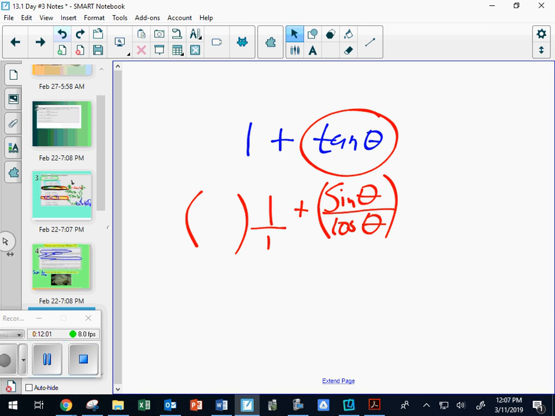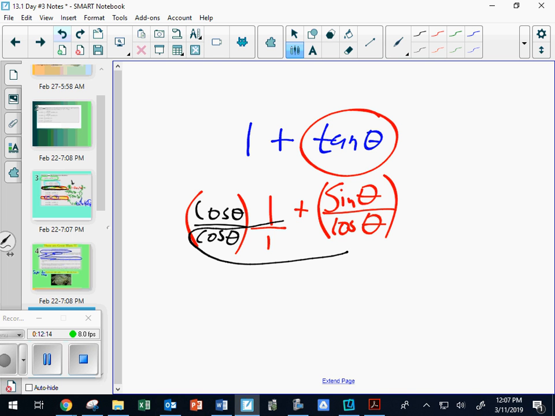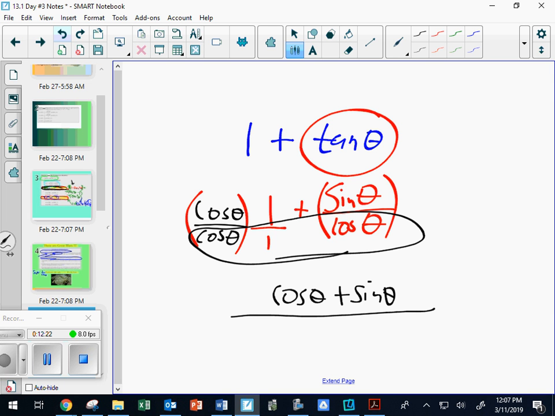All right, let's just follow through the little steps here. So this would be cosine over cosine. Just trying to judge how far people got. How many people got that far? You need to multiply by that. Okay, good. That's the first step. Then they have a common denominator, and then you have to add the tops. Cosine theta plus sine theta all over cosine theta.